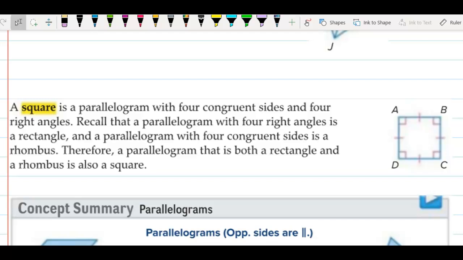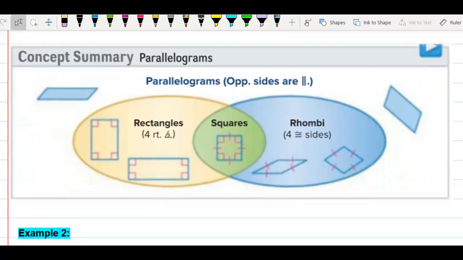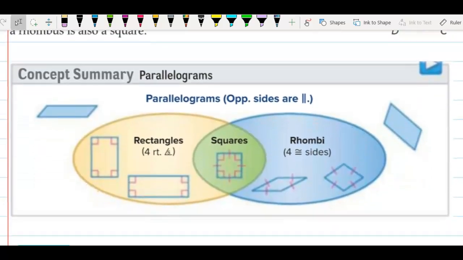So, if we think about the umbrella of parallelograms, we have just regular old parallelograms, but we also have rectangles, we have squares, and we have rhombi. Okay, so this little Venn diagram, I really like this. You may not. You may think it's weird, but that's okay. So all of the shapes in here are parallelograms, okay? We have our rectangles on the left-hand side, which say that we have 4 right angles, okay? The rhombi are on the right-hand side, which says we have 4 congruent sides.